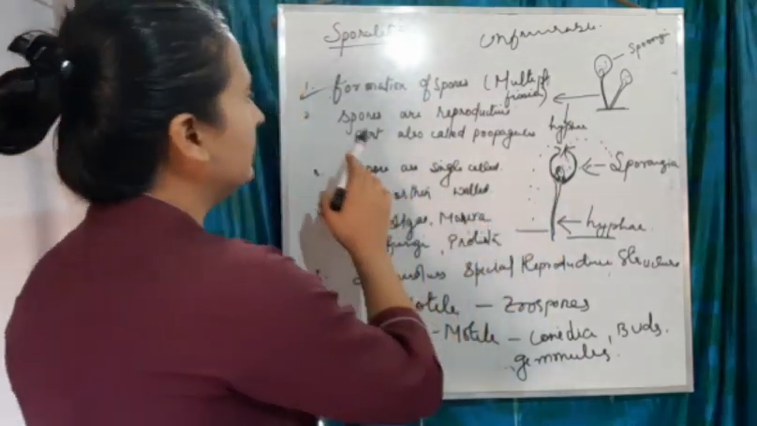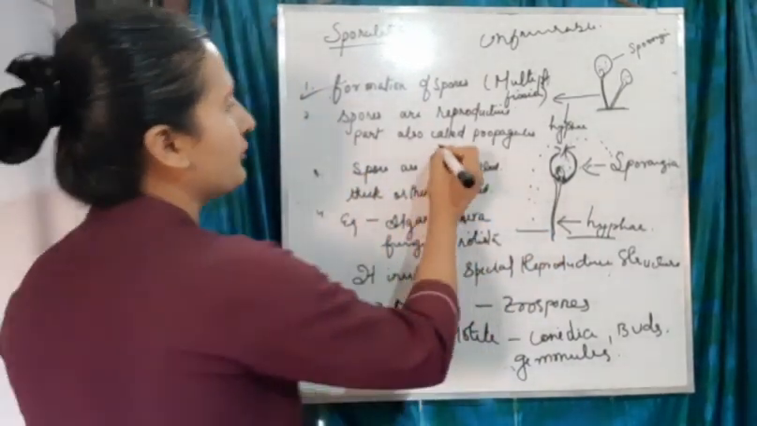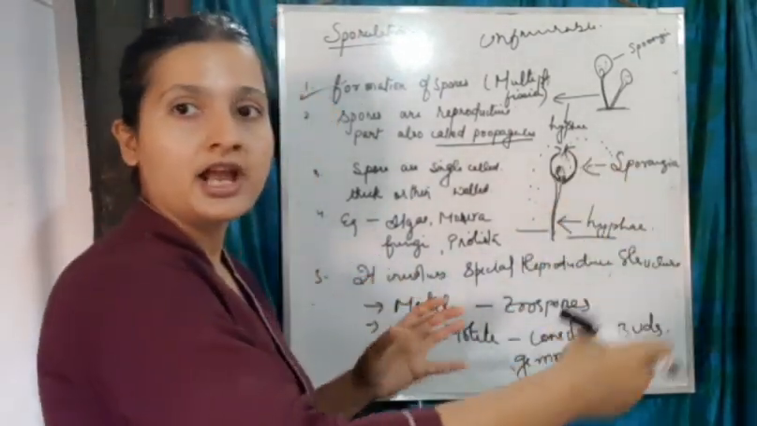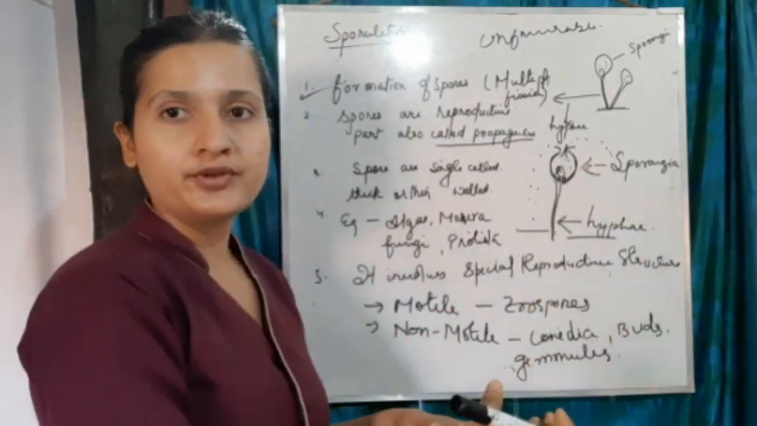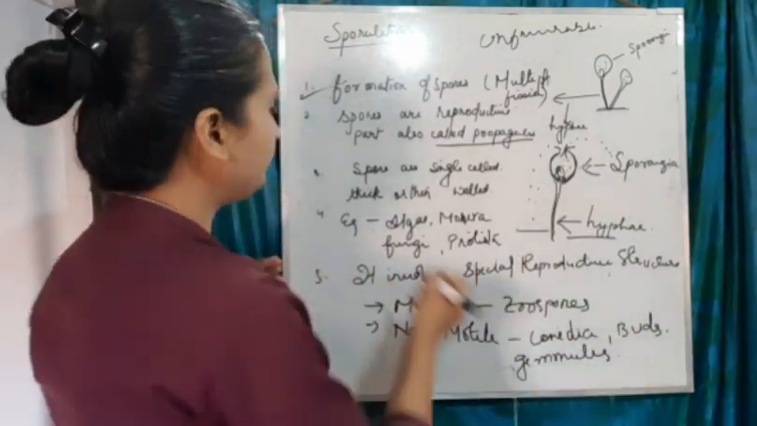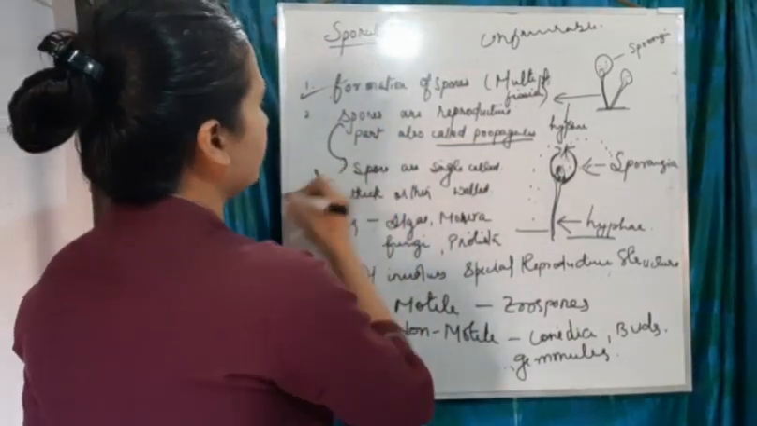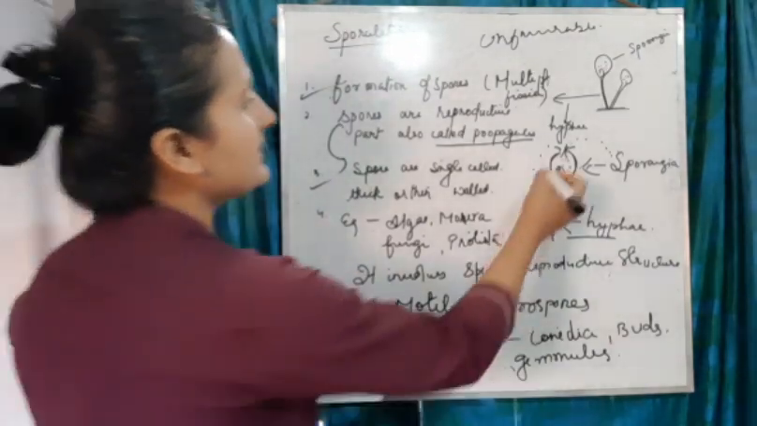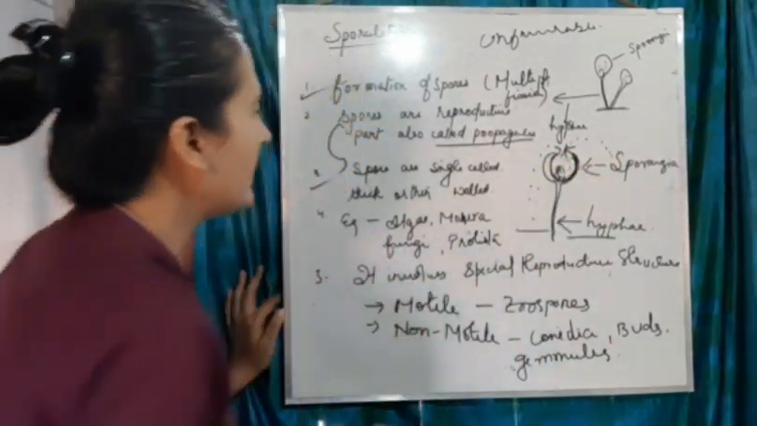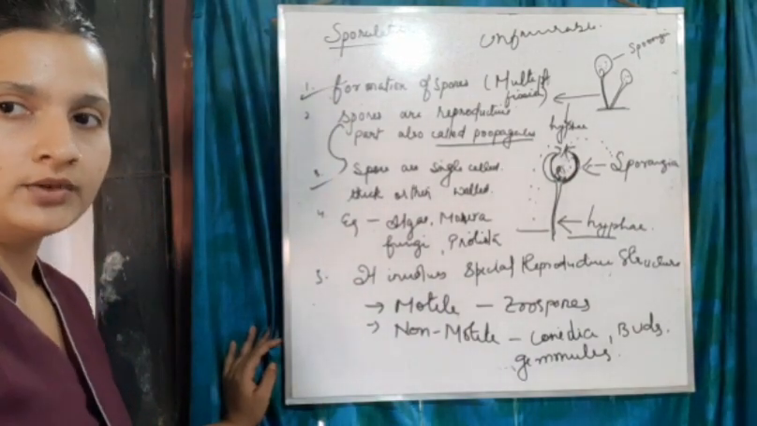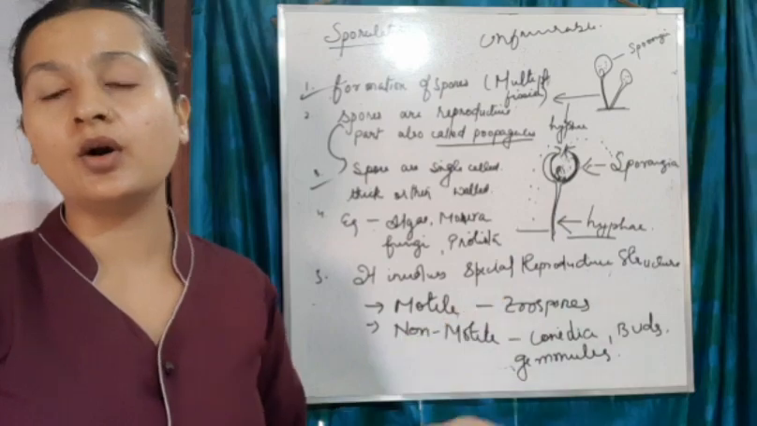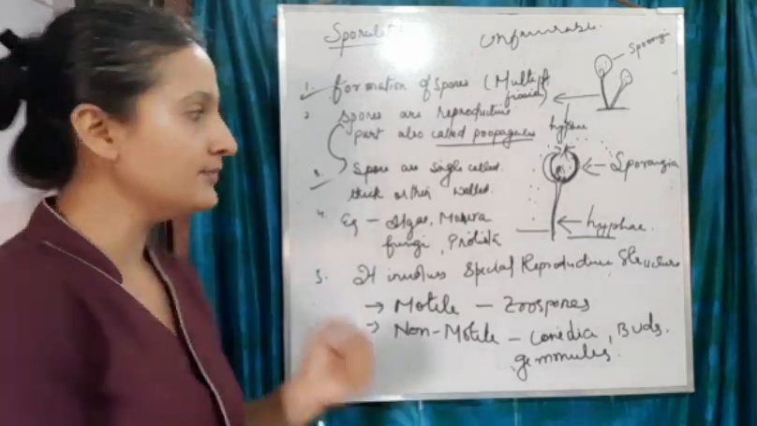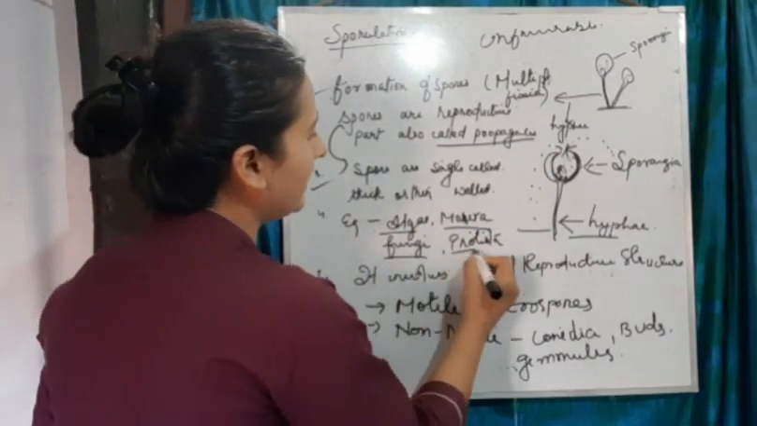As I mentioned earlier, spores are reproductive parts, and therefore they are called propagules, because they are taking part in reproduction and they are moving. They are released and they spread. Third, these spores are single cell. And this wall, the cyst, could be a thick or thin wall, depending on the organism. Then in which group of organisms are they found? They are found in algae, monera, fungi and protista.